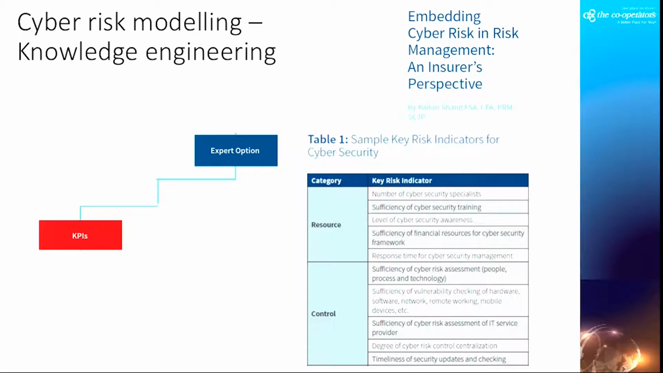And then have them estimate what they consider to be low, medium, or high indicator levels for each key risk indicator. Then we'd have experts list as many inference rules as they can think of, so probably dozens and dozens, that link different combinations of those key risk indicators to some cyber risk model output. So one example from those risk indicators might be: if the timeliness of security updates and checking is high and the response time for cybersecurity management is low, then the expected breach expense cost is low.